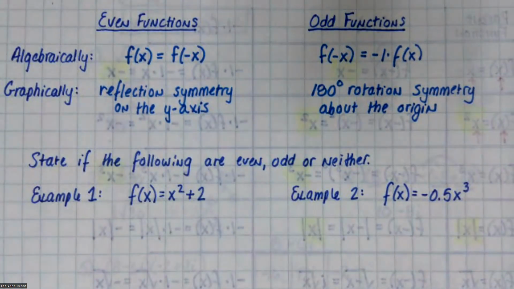So that's the notes bit. And then we're going to do 3 examples. We're going to do one that comes out even, one that comes out odd, and one that comes out neither, so that you can see exactly what the difference is between them.